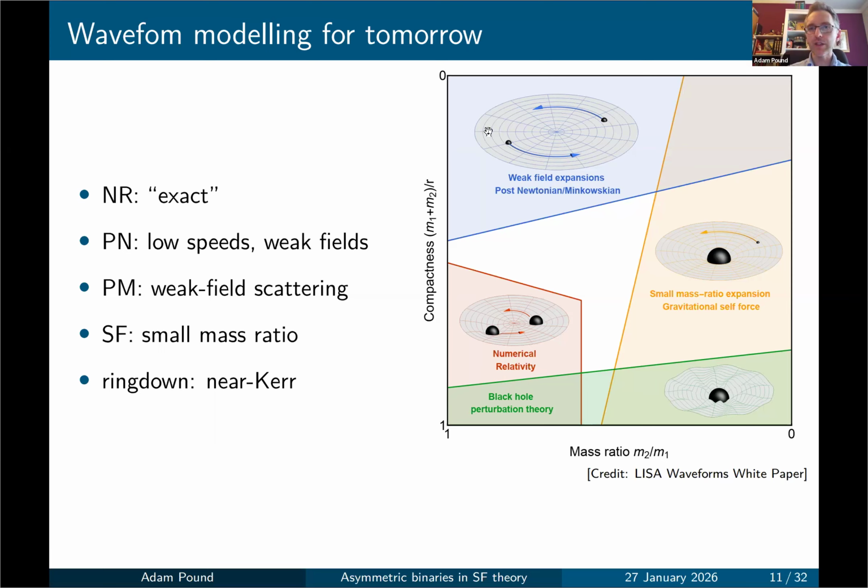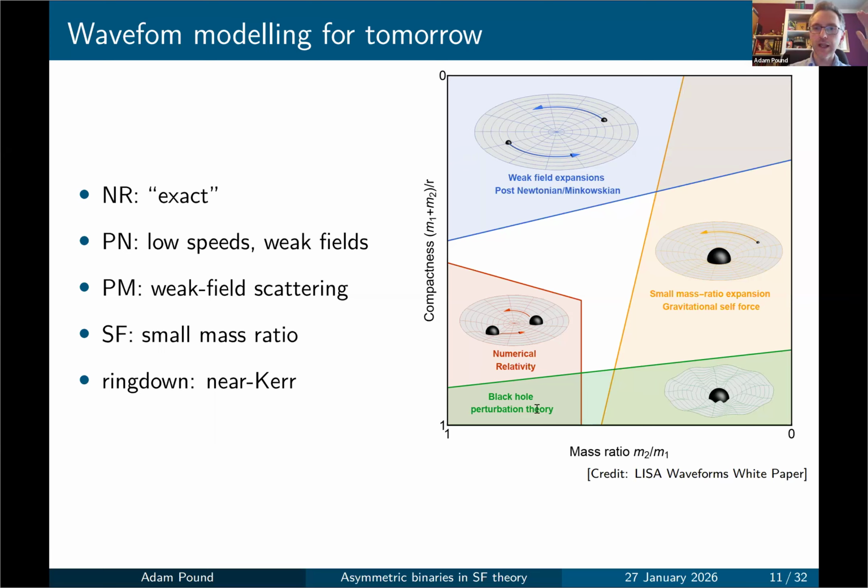You have post-Newtonian theory in the early stage when the two objects are far apart. As they dissipate energy and get closer and closer, they move down on this diagram, and then you switch over to numerical relativity. And then finally, you're left with one black hole, and you're using black hole perturbation theory.